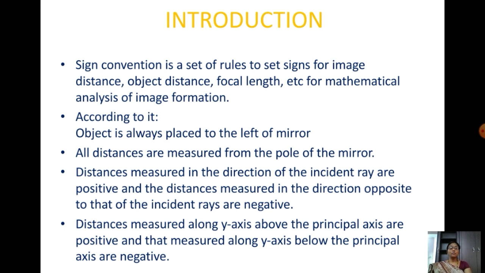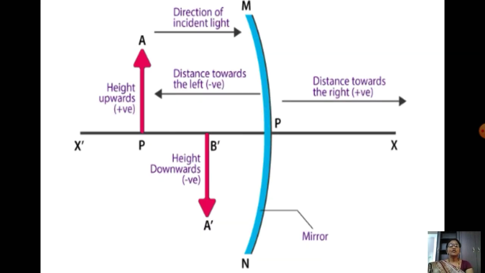Distances measured above the principal axis are taken to be positive, and that measured below the principal axis are taken to be negative. So in this diagram, MN is the spherical mirror and P be the pole of the mirror. So the distance has to be measured in the left side of the mirror. So this distance towards the left side is taken to be negative, and the distance towards the right side is taken to be positive. So X'X is the principal axis that passes through the pole of the mirror. So above the principal axis the distance is taken to be positive, and below the principal axis is taken to be negative.